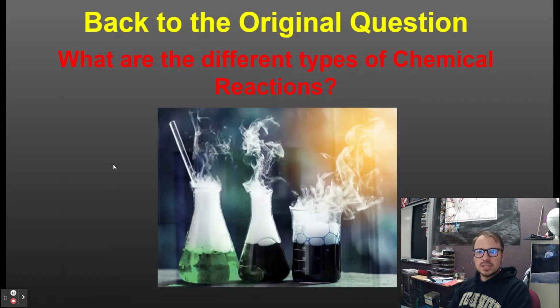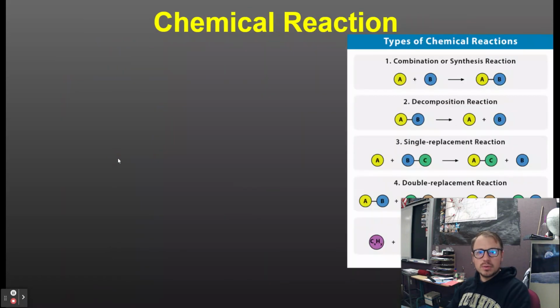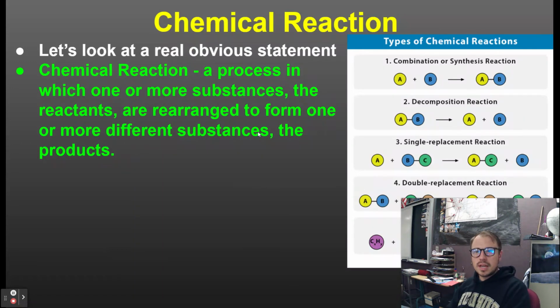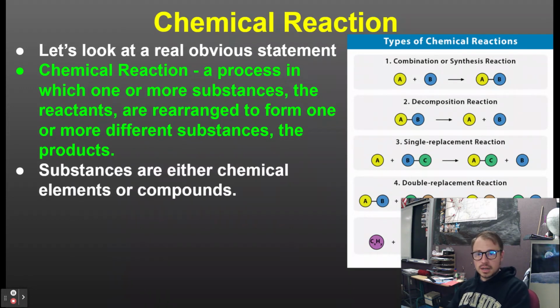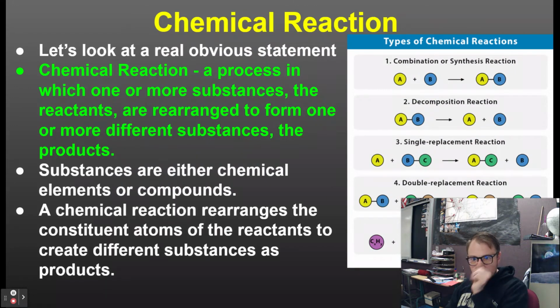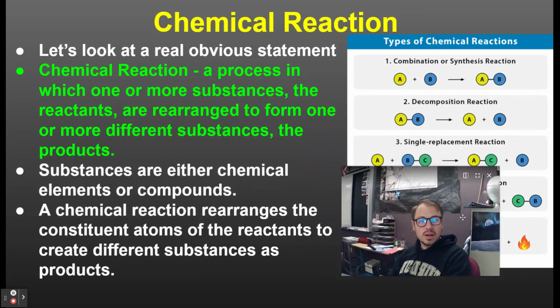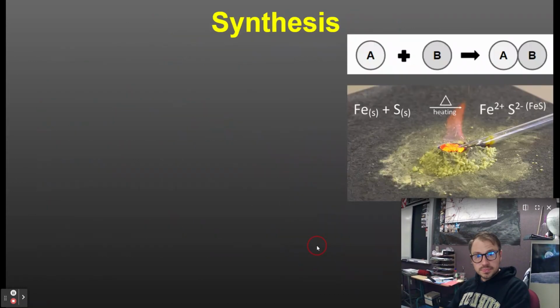So this is the question. Well, what are the different types of chemical reactions? So this is the chemical reaction, the definition. A process in which one or more substances, those reactants, are rearranged to form one or more different substances, those products. Substances are either chemical elements or compounds. A chemical reaction rearranges the constituent atoms of the reactants to create different substances as products. You can see the different types of chemical reactions over here that we're going to go over.